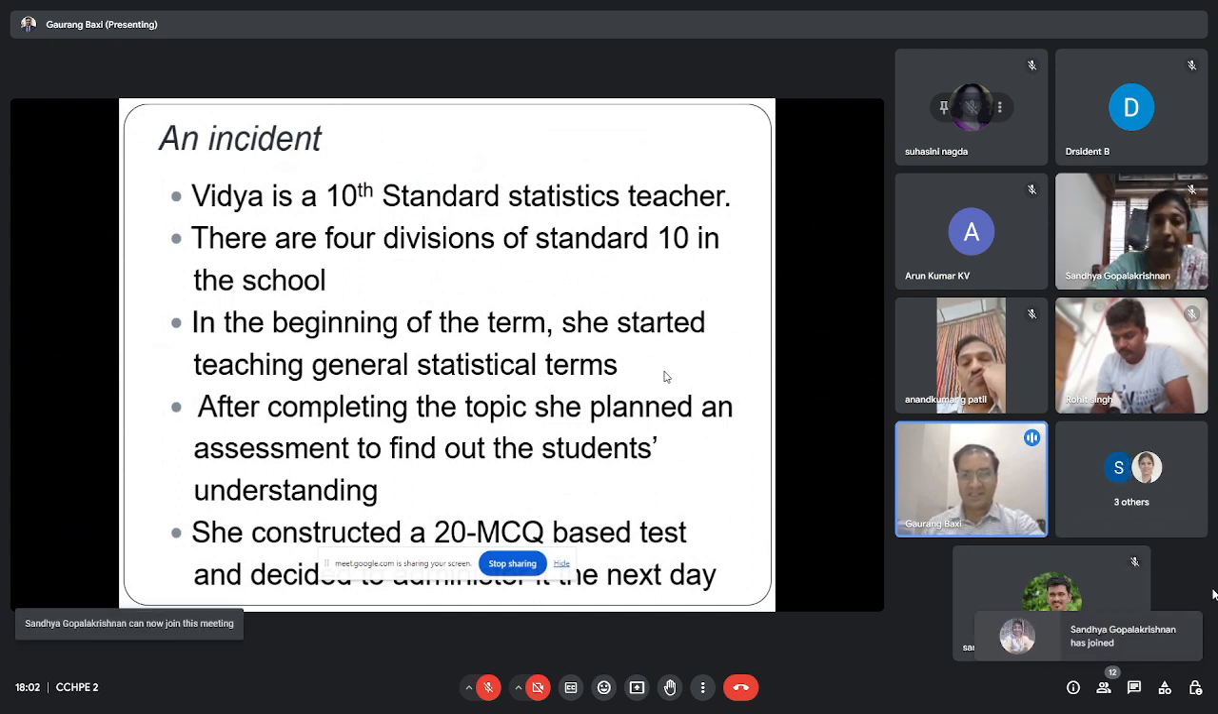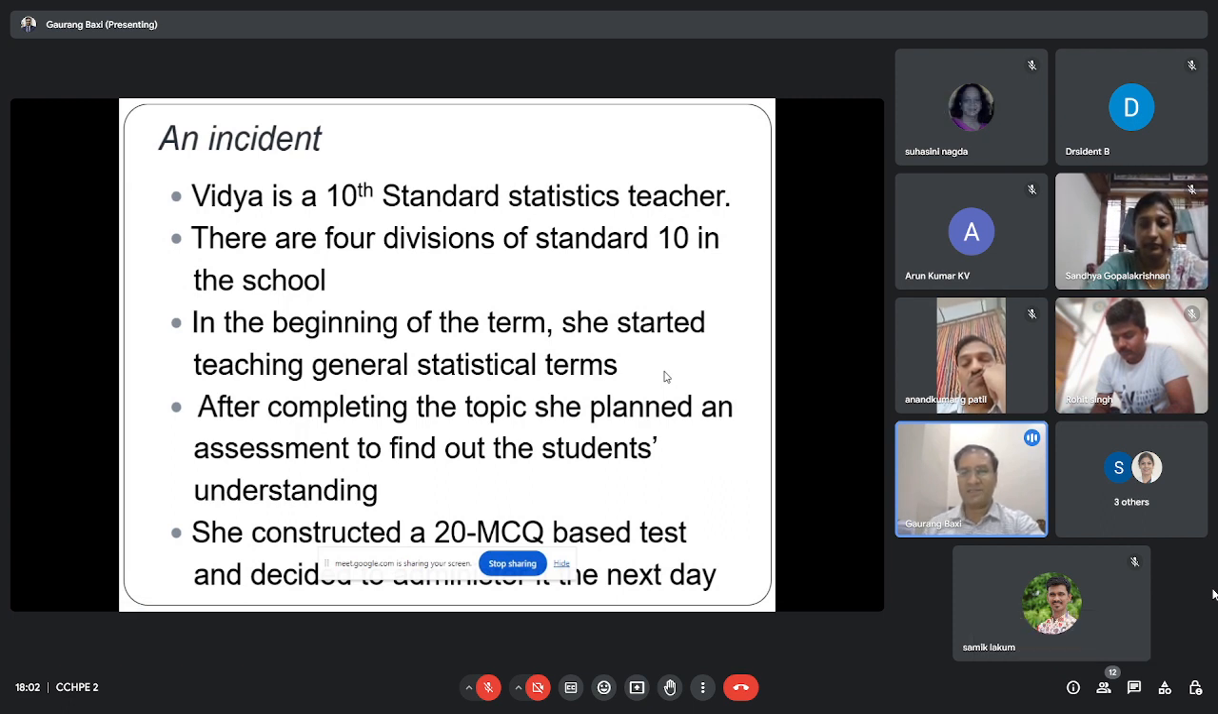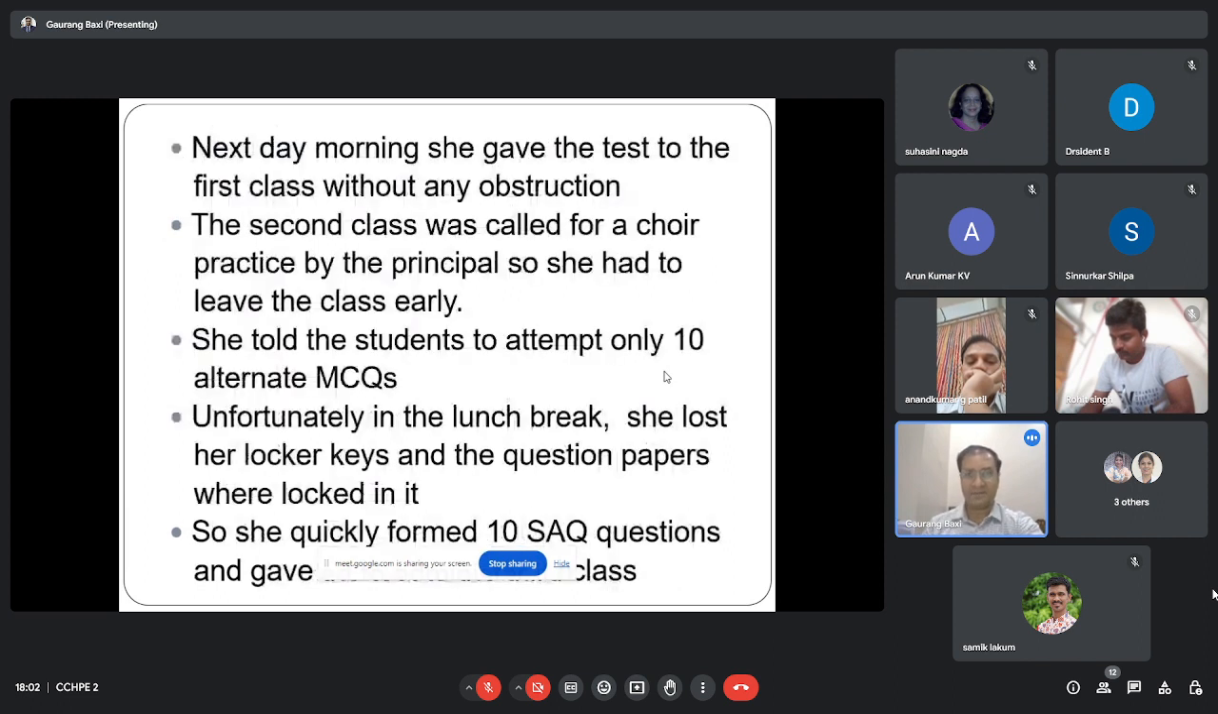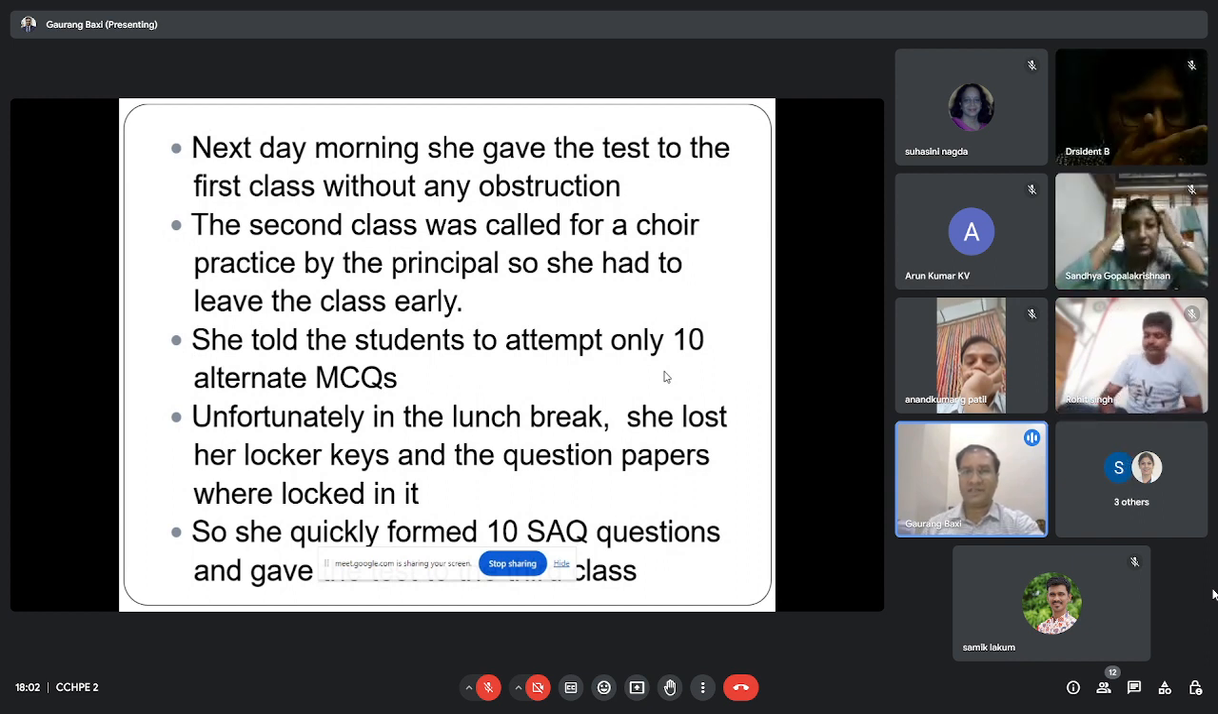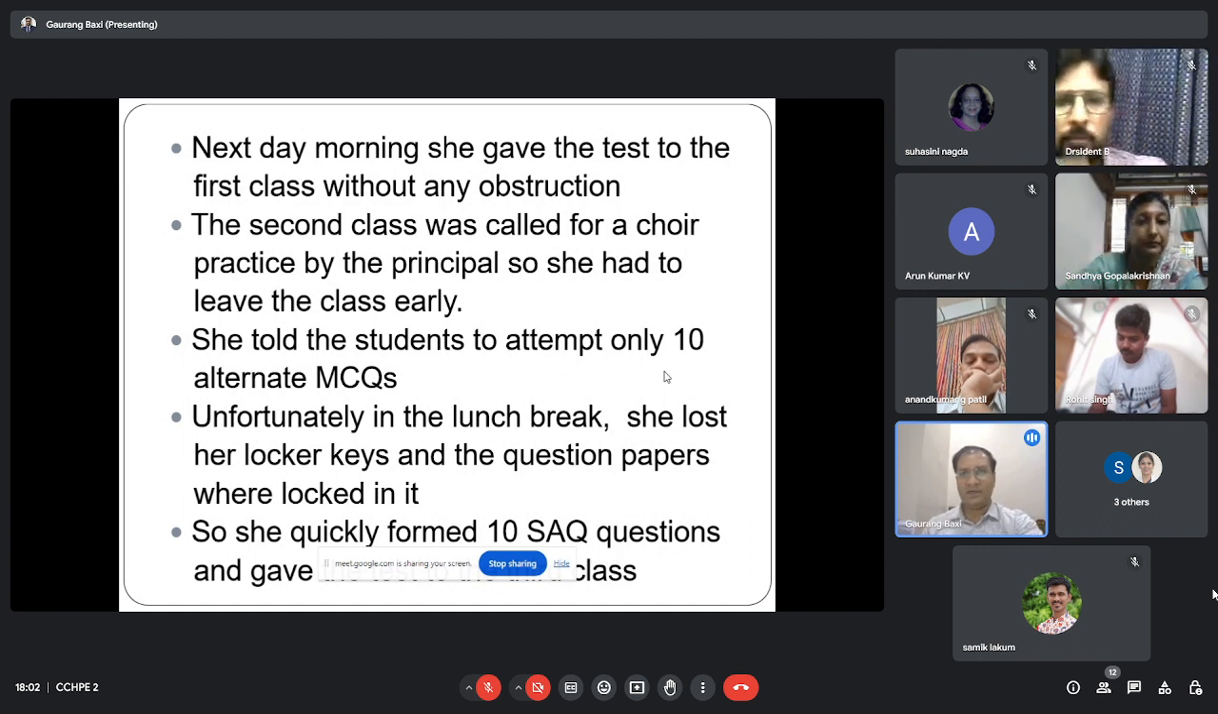At the end, she decides to take an assessment for these students, and therefore she creates an MCQ test based on the concept of general statistical terms and decides to take the test the next day. She has only taught the topic to all the 4 batches, and now creates an MCQ test to check the students' understanding. The next morning, she gave the test to the first class without any obstruction. Very comfortably, all the students attended the test.